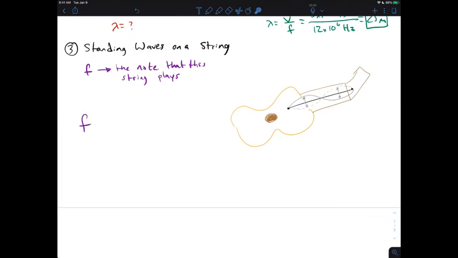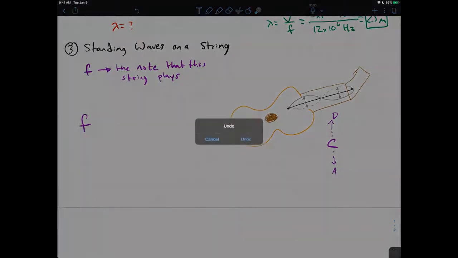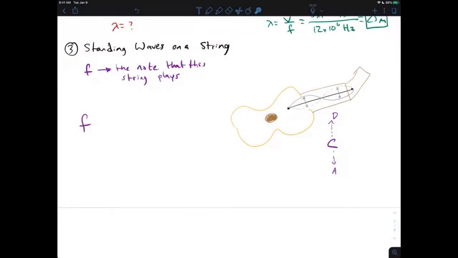So let's say right now my guitar string plays a C, and I want to know if it can play an A or go up to a D, something like that. Can I change the note if I only have one string on my guitar? If you can, how would you do it? How would you change the note? Anybody think of something? Any suggestions on the way we can change this?